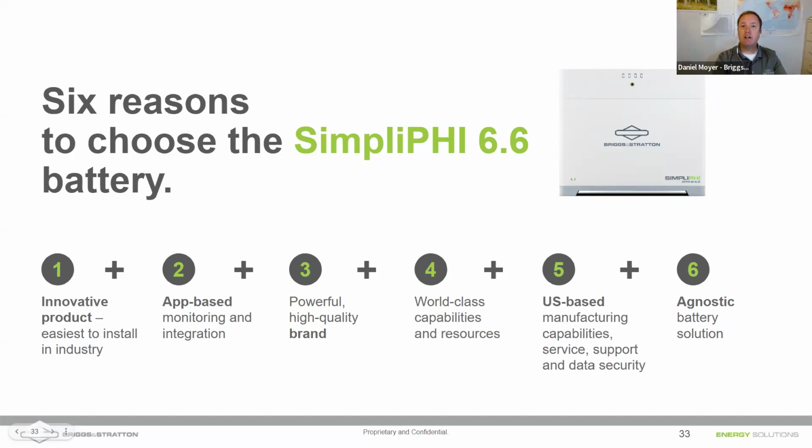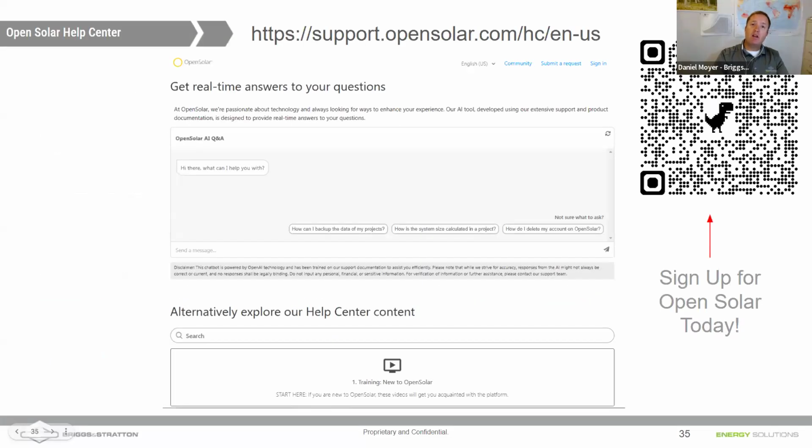And if you choose a photovoltaic panel manufacturer that's partnering with OpenSolar, you're going to get that same leverage, that same collateral embedded directly into OpenSolar. Briggs & Stratton is a true world-class, worldwide company that can leverage a lot of its capabilities. We are US-based manufacturing, and again, they're inverter-agnostic batteries as well.